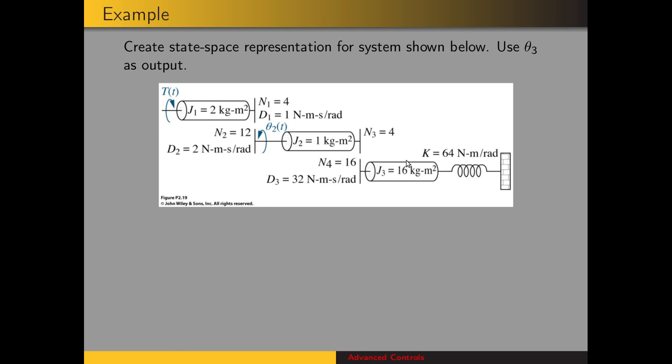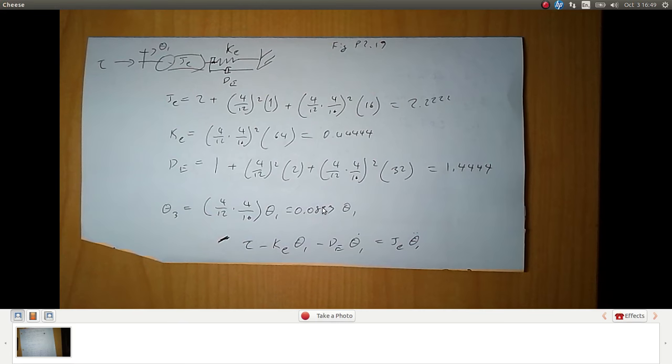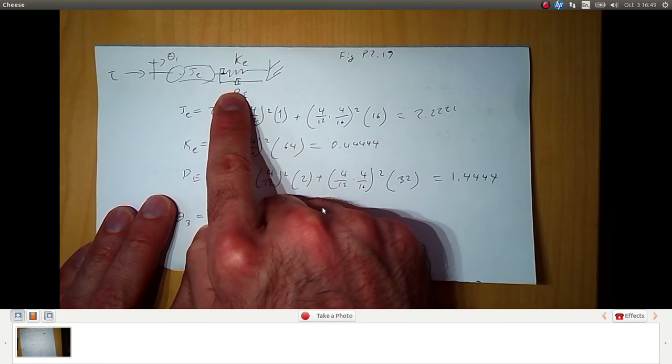Since there is only one independent motion, that is, if you hold theta 3 fixed, then neither of the other two shafts can turn. If you hold any one of them fixed, then the other two can't turn. So there's only one independent motion. That means that we're just going to have one differential equation. So that takes the form of this equivalent system.